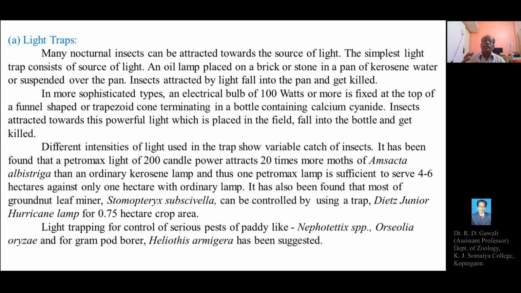Since different species of insects get attracted towards different intensities, colors or wavelengths of light, on that basis, different types of light traps can be prepared. So it has been found that a Petromax light of 200 candle power attracts 20 times more moths of Amsacta albistriga than an ordinary kerosene lamp, and thus one Petromax lamp is sufficient to serve 4 to 6 hectares of the crop against only 1 hectare with an ordinary lamp.